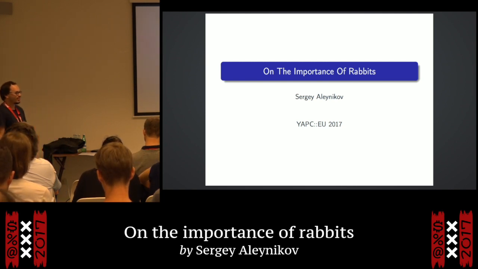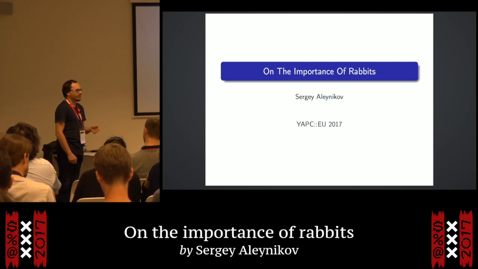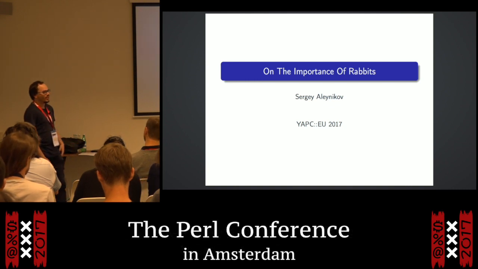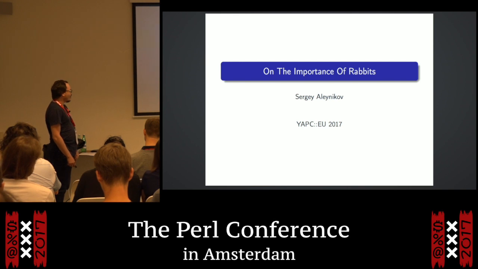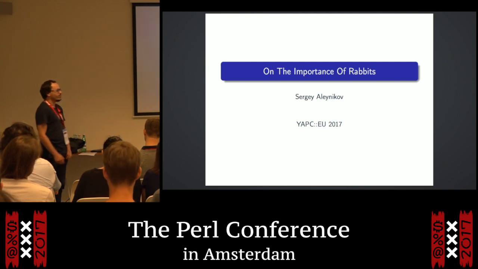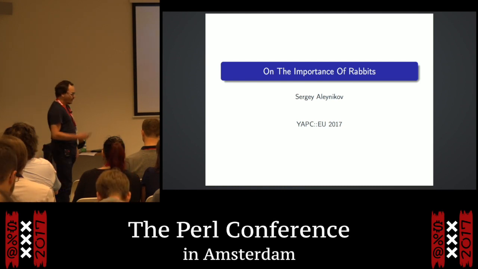Today I'm talking about a strange topic for Perl. Perl is commonly associated with camels and so on, but today we're talking about rabbits, and the importance of rabbits in the modern, not only Perl ecosystem, but the internet ecosystem.